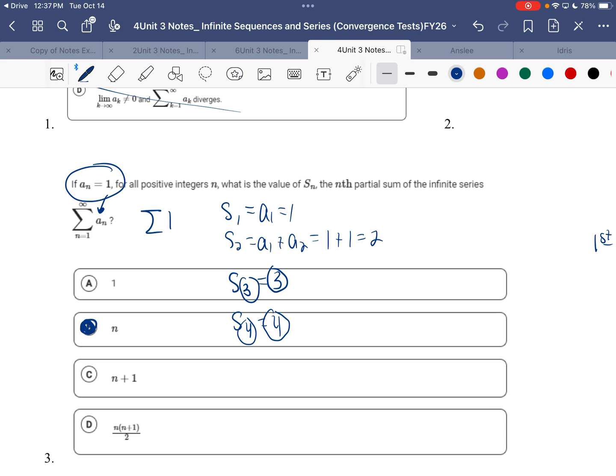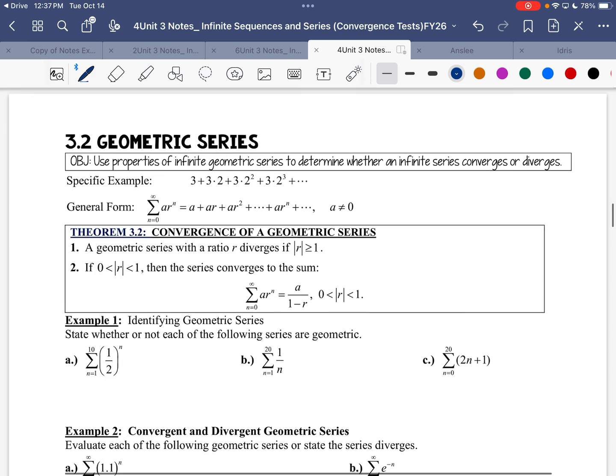Okay. Today we are going to start our first true series test, the geometric series.